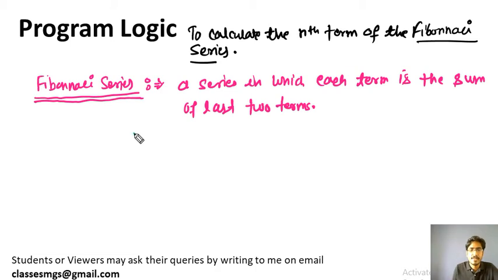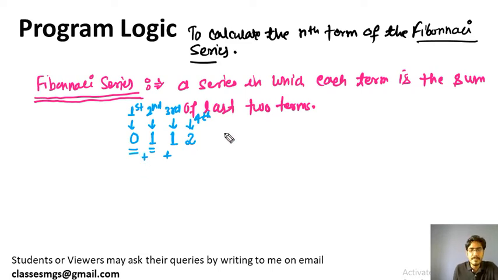For example, 0, 1 is predefined. The first term of the Fibonacci series is fixed. The second term of the Fibonacci series is fixed. It is 1. Now from the third term onwards, what will it be? The third term will be the sum of these two. 0 plus 1 is 1. Now what will be the fourth term? The fourth term will be the sum of these two. 1 plus 1, that is 2.